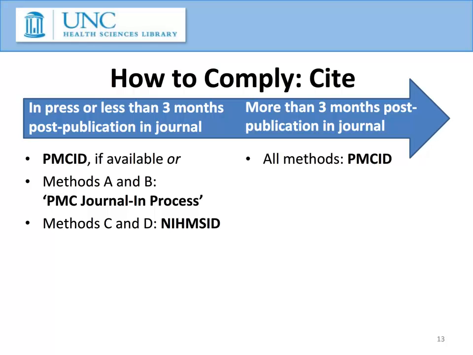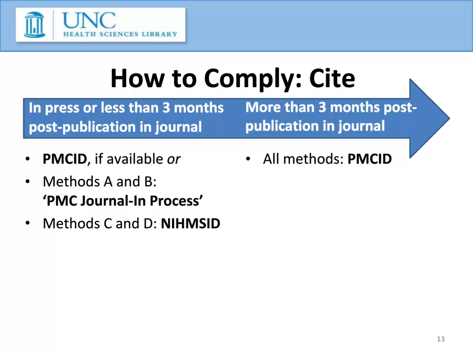If the publication is in press or less than 3 months have passed from publication and you need to cite a paper on a progress report, you can use the PMC ID if you have it. If you do not have a PMC ID, for methods A and B, you can use the phrase PMC Journal in Process. The NIH knows which journals submit articles directly to them and will know to expect the submission directly from the journal.